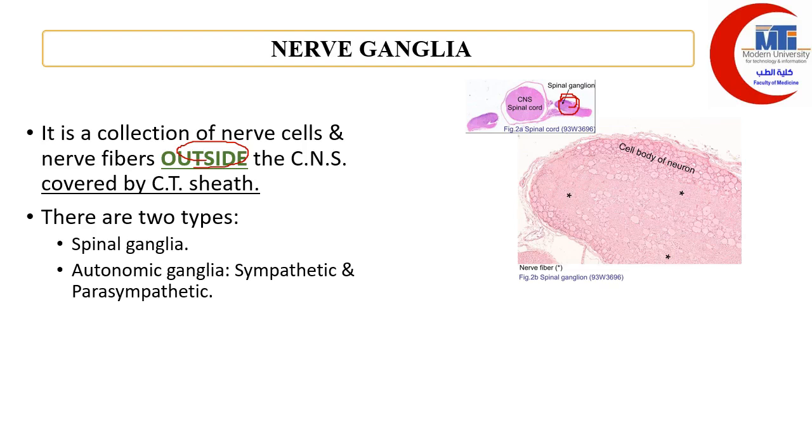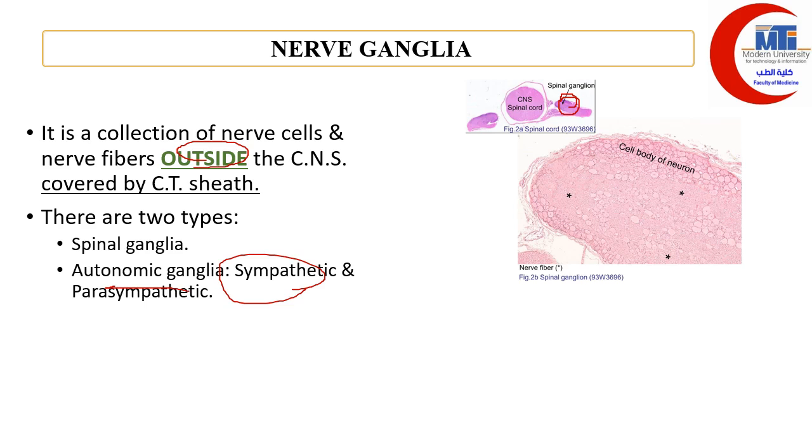Nerve ganglia, collections of nerve cells present outside the central nervous system, are covered by connective tissue. There are two types. The first is called spinal ganglia, which are present beside the spinal cord. The second type is called autonomic ganglia, like sympathetic and parasympathetic.